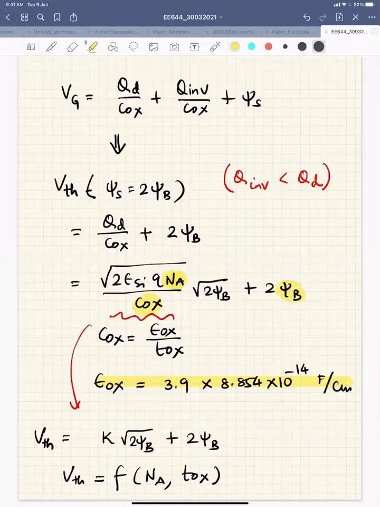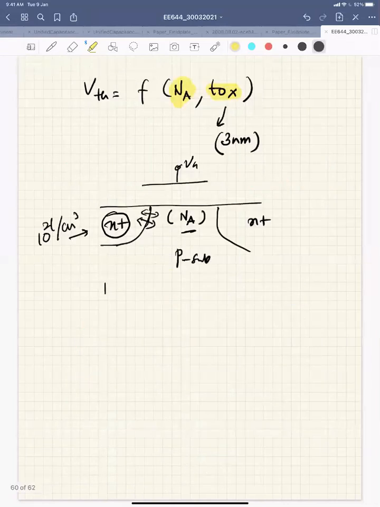Okay, and oxide thickness. If you increase the oxide thickness, your voltage drop in the oxide increases. So your voltage drop in the silicon reduces, for the same gate voltage. Since the voltage drop in the silicon reduces, you need a higher gate voltage to properly forward bias the body and your source and drain junctions, right? So that's why you need a higher threshold voltage.